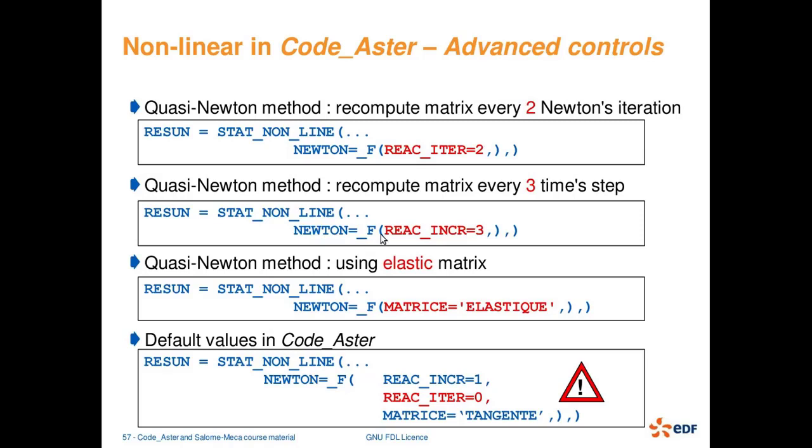And in the worst case of nonlinearity, we will go for the elastic matrix. Then I will simply say that the matrix is elastic. So that's how we can have advanced control in the nonlinear solution process.